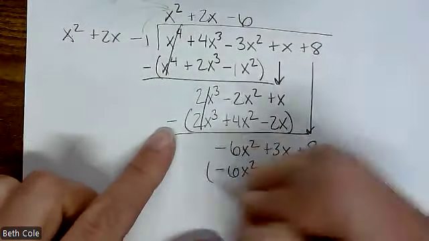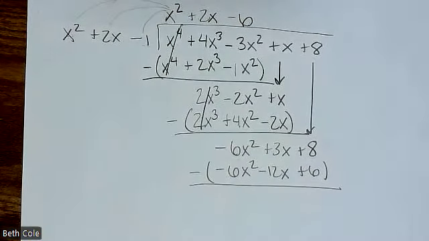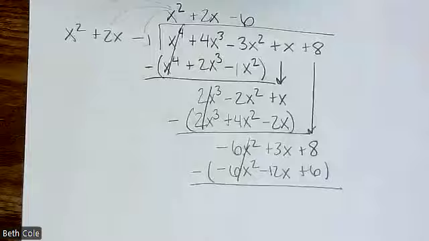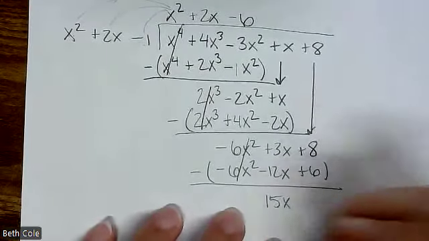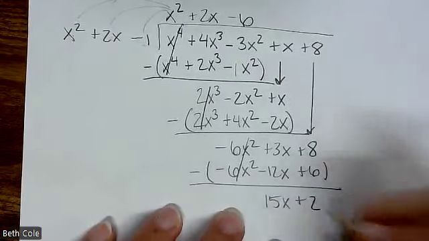You're going to give it a hug. You're going to subtract it. Whatever's left is the remainder. We're done. You're like, phew. We only had to do 3 cycles of it, so it wasn't too bad. All right, what's left? What's our remainder? All right, good. 15x plus 2.